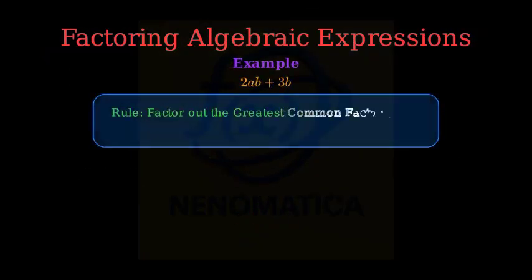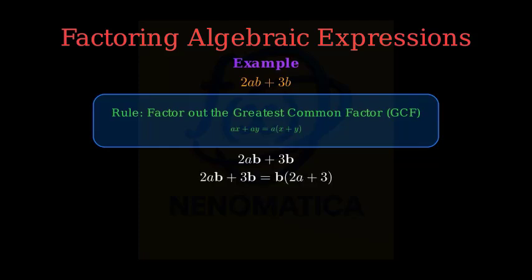We want to factorize the expression 2ab plus 3b. When factoring an expression, we first look for the greatest common factor, or GCF, of all terms. In this case, we need to identify what common factor appears in both terms. In the expression 2ab plus 3b, we notice that b is a common factor in both terms. So we can factor out b from each term.